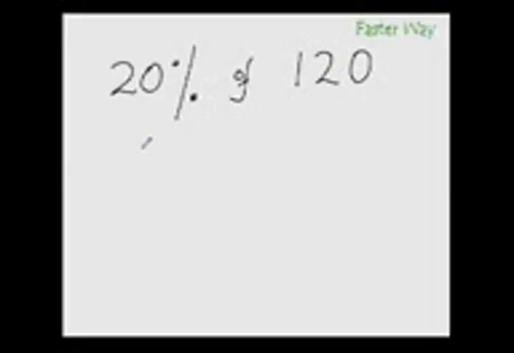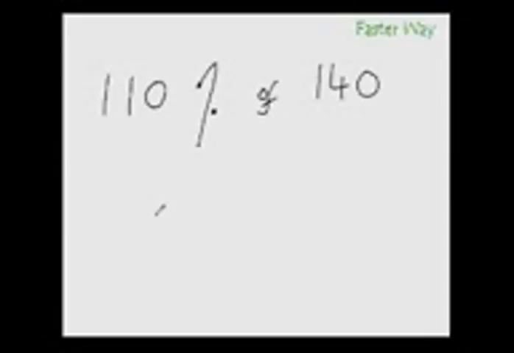Now using the same logic, quickly find out what is 20% of 120. So I'm sure you have got the correct answer. It is 24, because 10% would be 12, shifting the decimal one place to the left, and double of that would be 24, isn't it? 20 is nothing but 10% plus 10%. Always break it up into friendly parts, into friendly numbers.